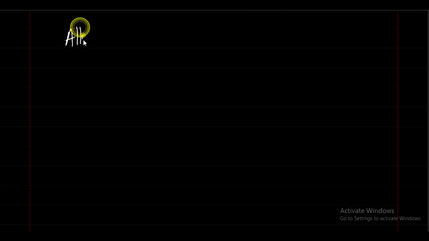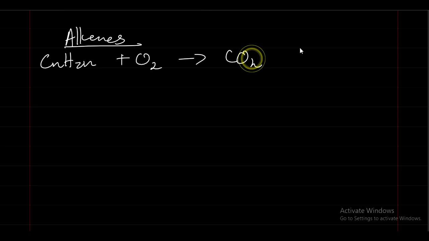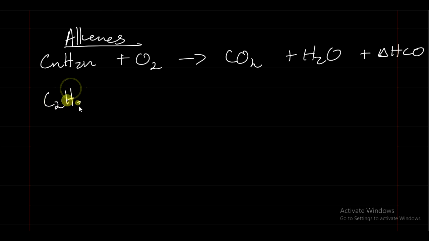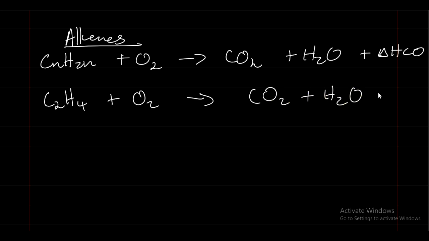So, combustion of alkenes. We know that alkenes are CnH2n. So now it will be plus O2, giving us carbon dioxide plus water. Also, energy is released as heat. Okay guys, so now let me give an example. Check this one.